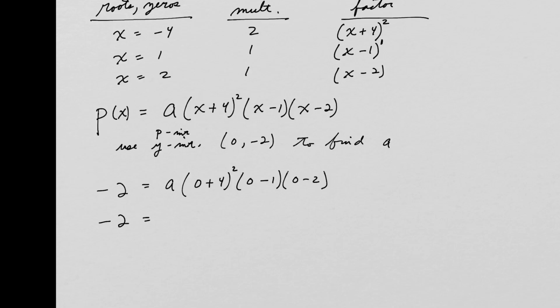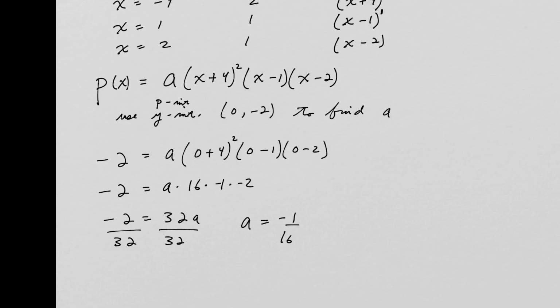Okay, so I have -2 equals a times 4 squared, which is 16, times -1 times -2. So this is -2 equals, well, 16 times -1 times -2 is positive 32. So this is 32a. And if I divide by 32, and you can simplify that, we're going to get a is equal to -1/16.